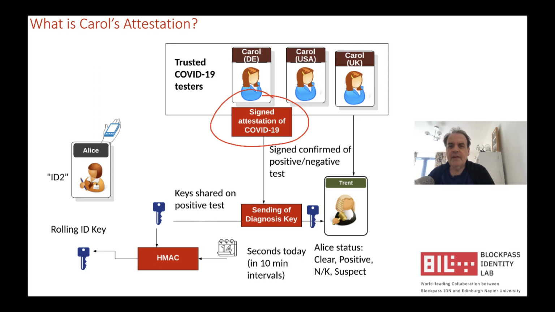So in this way, we create an attestation of COVID-19 as to whether someone has it or not. And then there will be a digital way to be able to sign that and then give that to Trent. And also in terms of sending the diagnosis keys. In this way, Alice will be able to keep a trace of whether someone is clear, positive, not known, or suspect, and trust entities for testing labs.